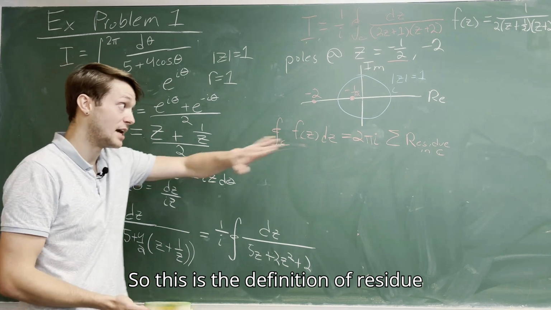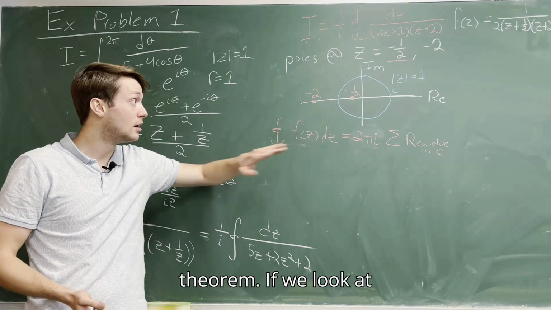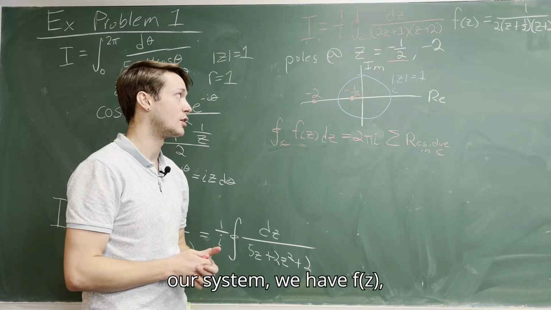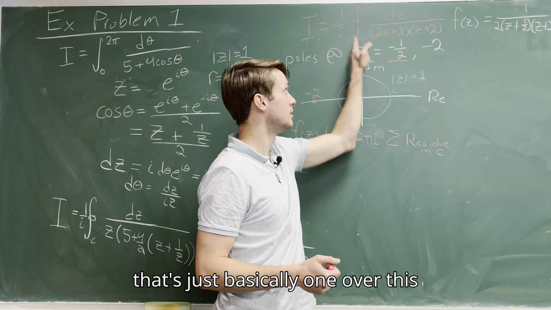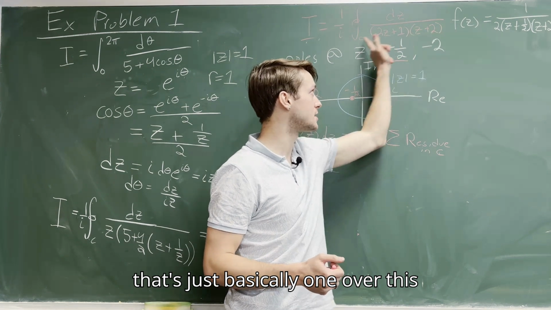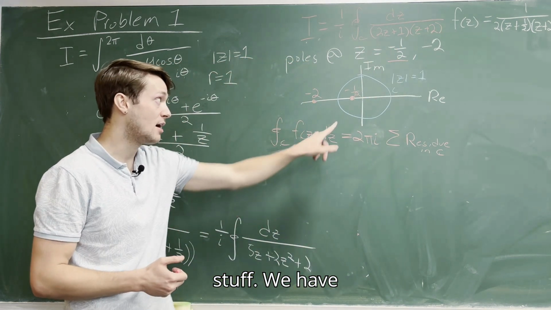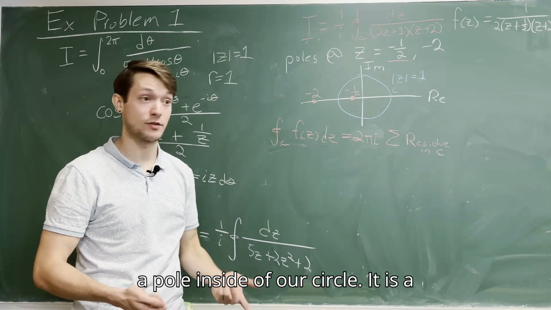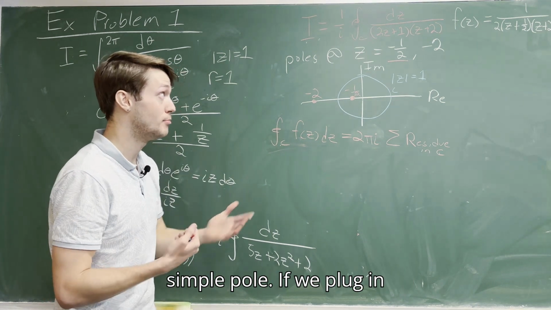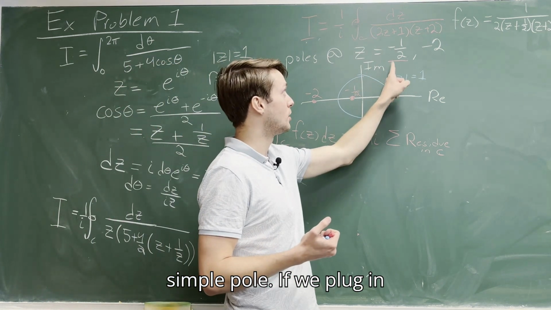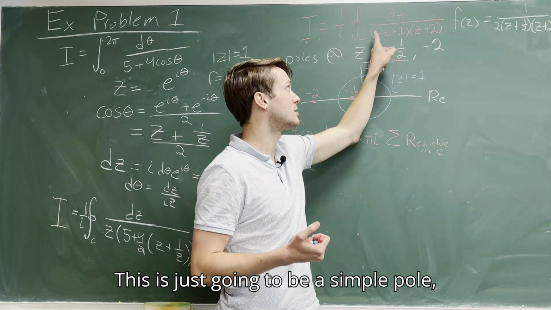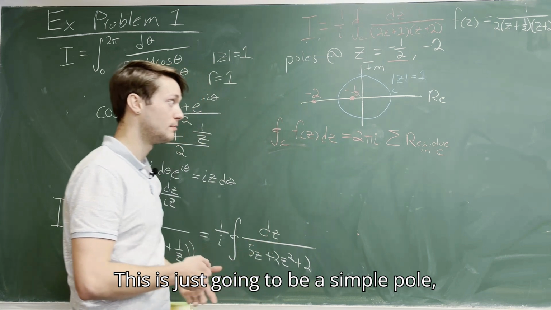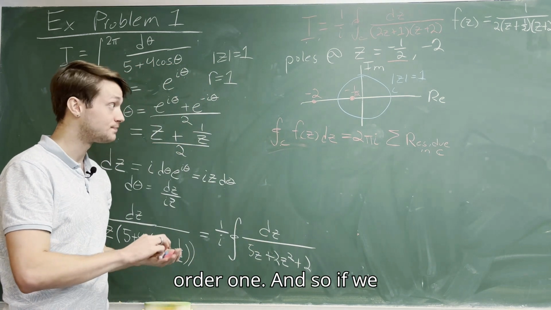So this is the definition of the residue theorem. If we look at our system, we have f of z, which is basically 1 over this stuff. We have a pole inside of our circle. It is a simple pole. If we plug in minus 1/2, there's no exponent here. This is just going to be a simple pole, order 1.